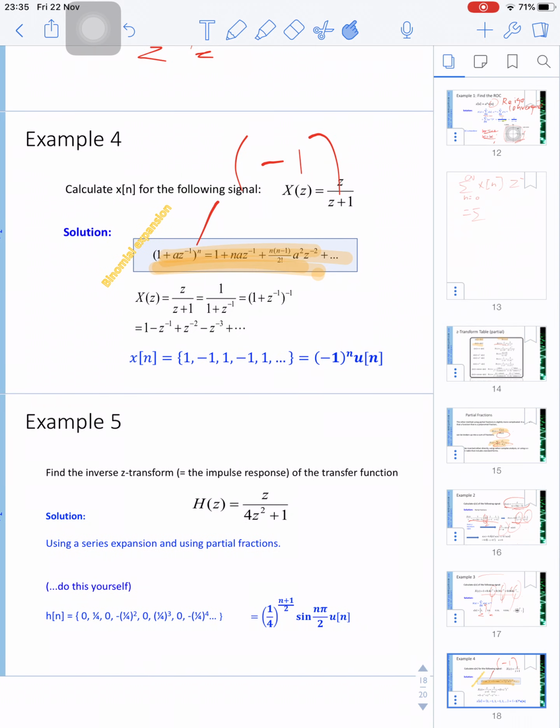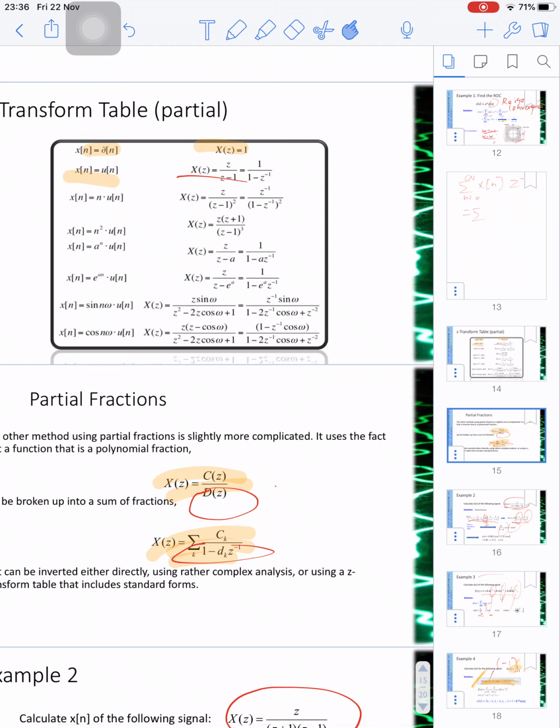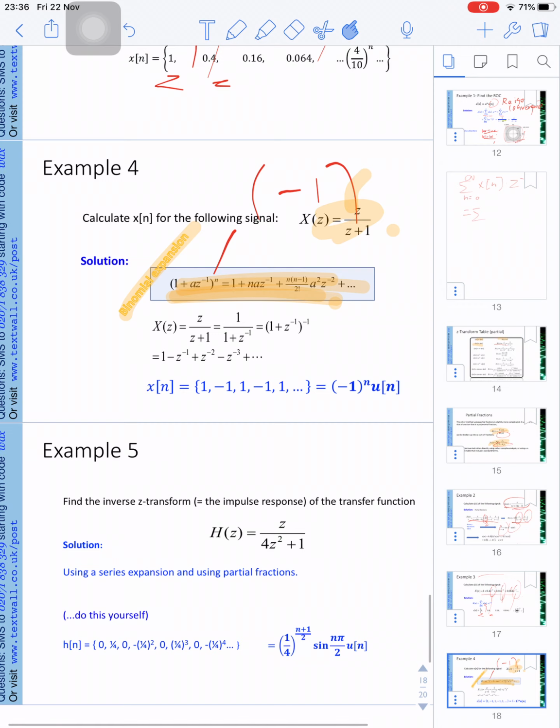The first thing we can use is the 二项展开式, which in English is called the binomial expansion. Actually I do not know what this is, but we can use the table to do that, because z divided by z plus 1 is this one where a equals minus 1. So it is minus 1 to the power of n times un. The final answer is just that.